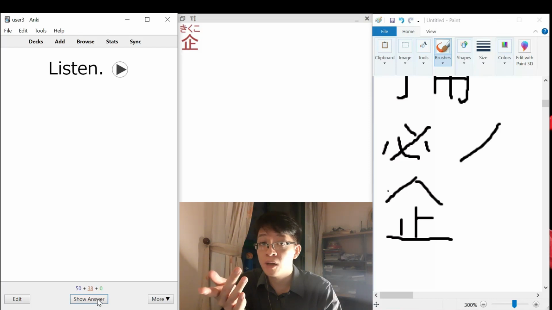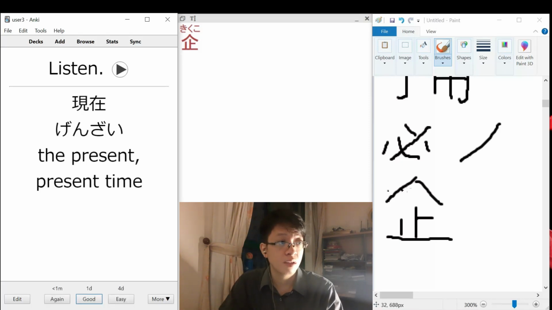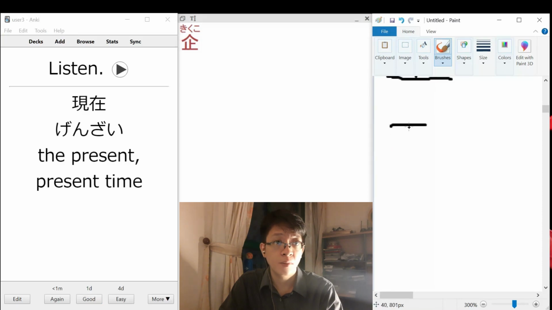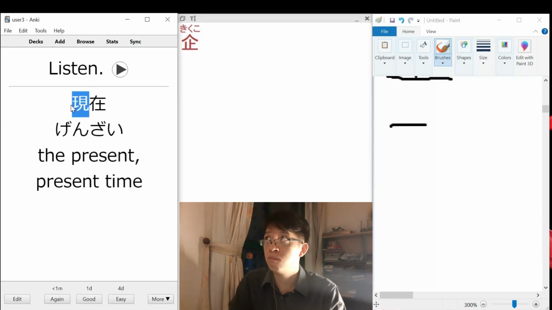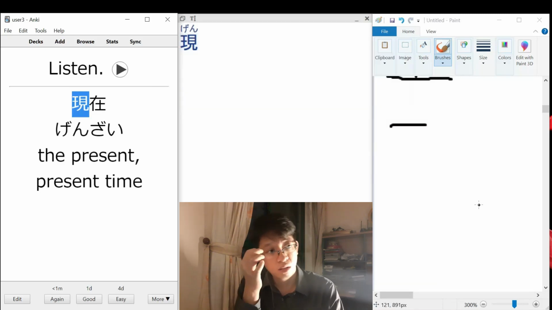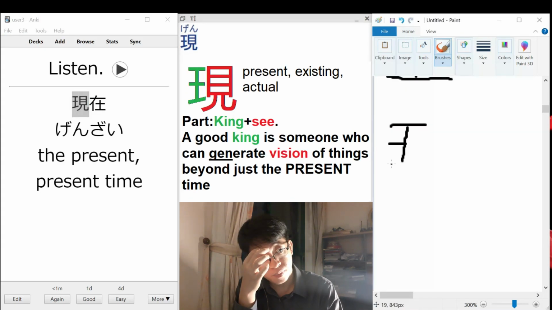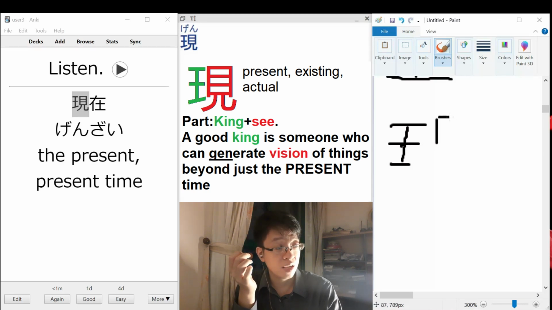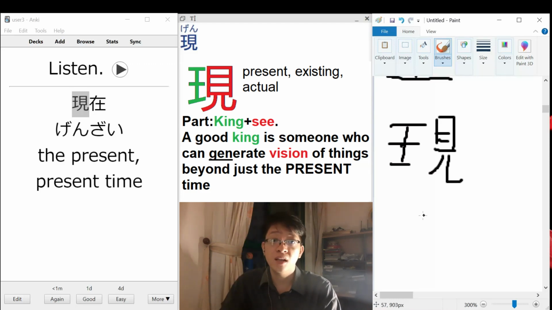Present, the present time. Okay, present time. Yeah, okay. So we have this kanji here meaning present, right? Present. Okay. So we have the king, and then to see, right? So yeah, I guess the mnemonic is pretty simple. A king is someone who can see things beyond the current time. Yeah, so that he can anticipate what would happen in the future and prepare for it. That would make him a wise king.